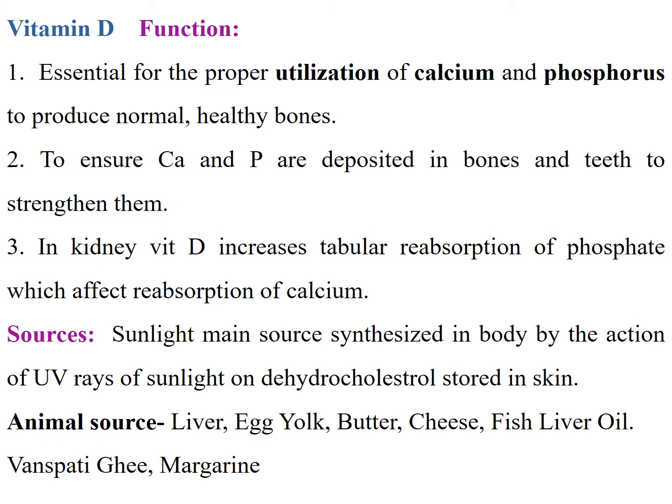It can be synthesized in our body by the action of UV rays of sunlight on dehydrocholesterol stored in the skin. This means the reaction takes place with the help of sunlight and dehydrocholesterol, which forms vitamin D. Next, the animal sources of vitamin D are liver, egg yolk, butter, cheese, fish liver oil, vanaspati ghee, and margarine.